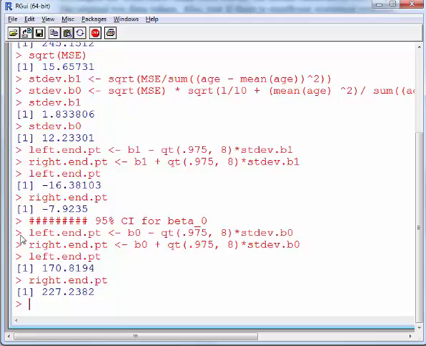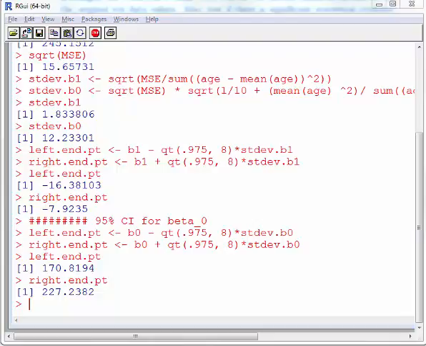So the left endpoint for this new interval is my best guess for B0 plus or minus the margin of error. The new margin of error has the same t number in it, but I'm using the standard deviation, or standard error, for B0. So I could say that I'm about 95% confident that the actual intercept value for our model is somewhere between 170.8 and 227.24. Remember, these numbers will have units of $100 bills.